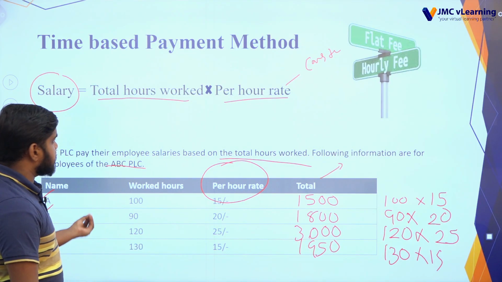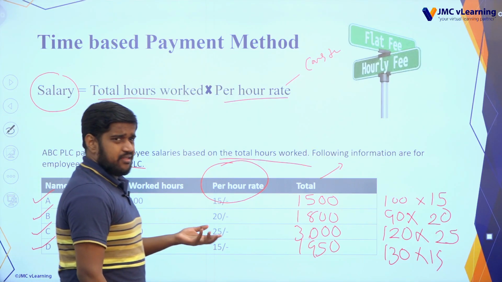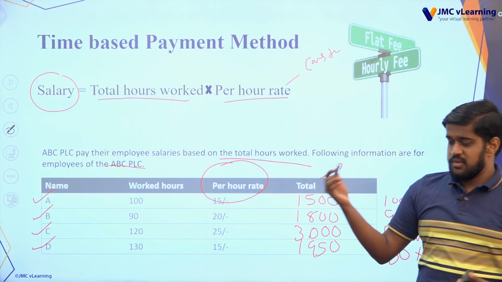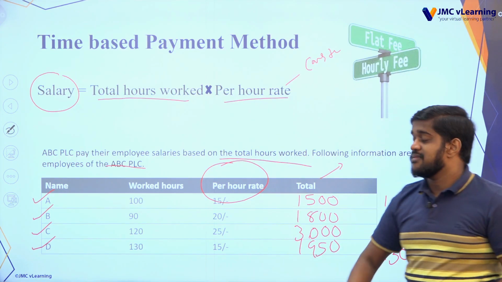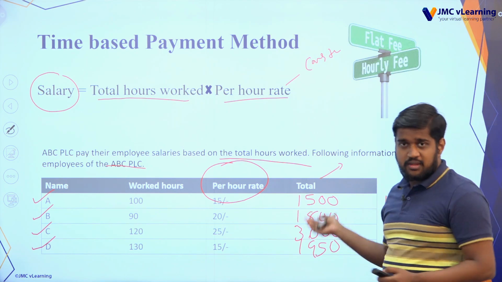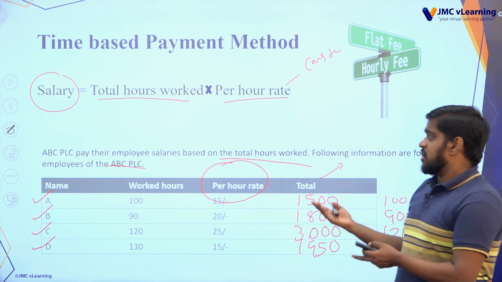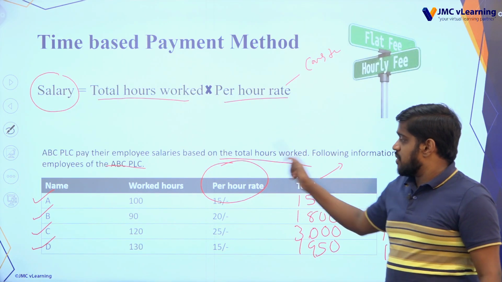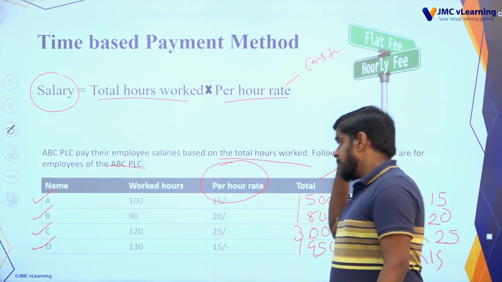Like this, simply we can get total salary based on the time-based payment. In some situations there may be an MCQ like this, where they provide information regarding the work hours and the per hour rate. Then simply we can get the total salary for the provided information based on time-based payment, by multiplying work hours by the per hour rate.